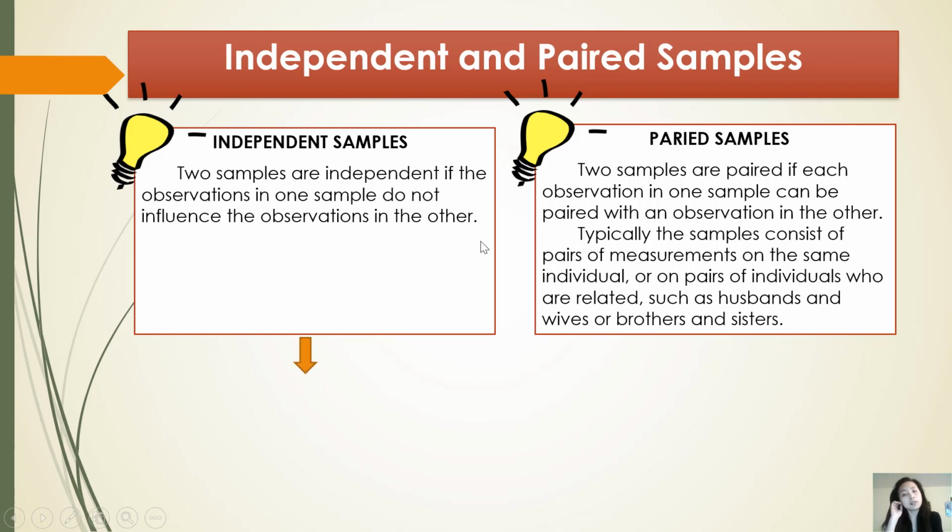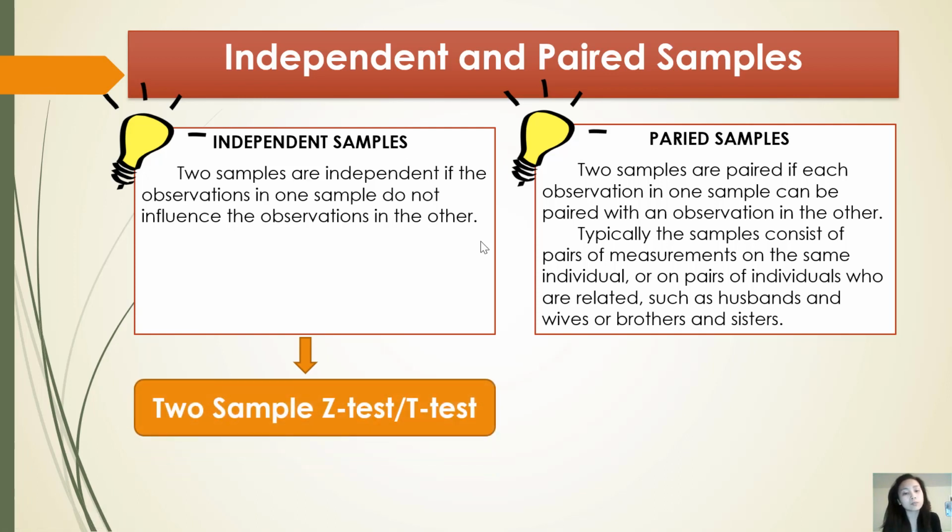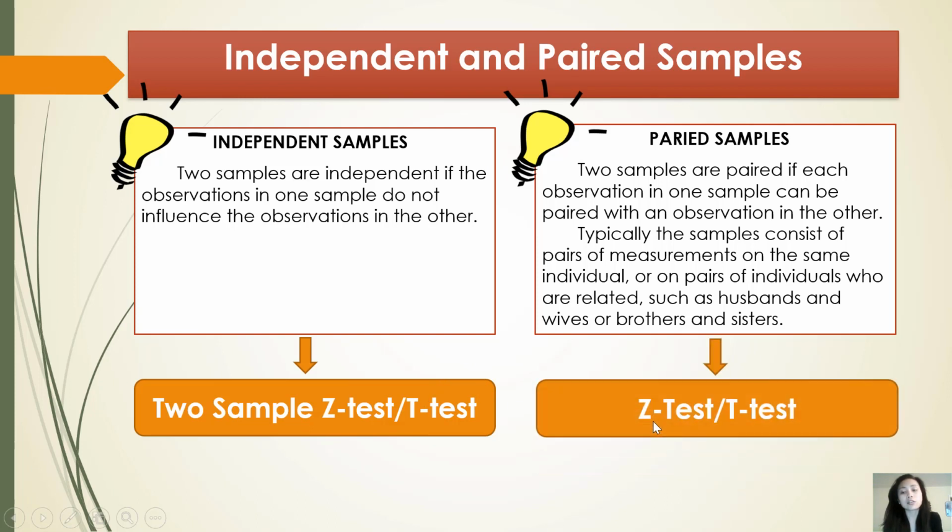In this course, for independent samples, if we want to test the difference between two samples, we have to use the two-sample z-test or t-test. The z-test is used when the population deviation is known, and the t-test is used when the population deviation is unknown. For paired samples, we will also use a z-test or t-test. We will get to know how to test paired samples in detail in the next video.